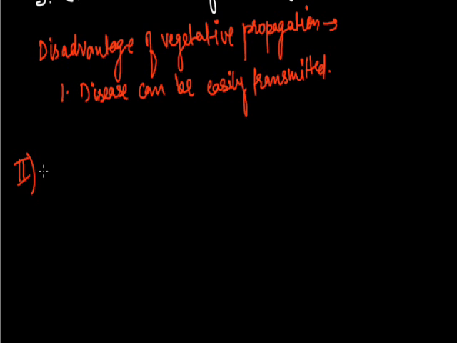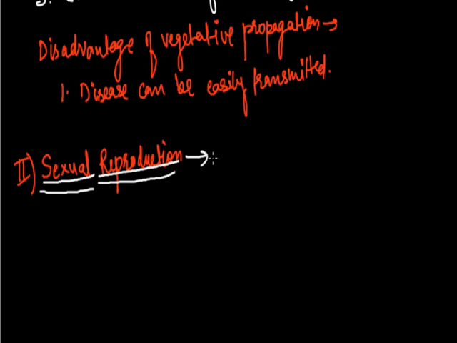The second type of reproduction is sexual reproduction. First of all, the definition of sexual reproduction. Sexual reproduction is a type of reproduction in which formation and fusion of gametes occur.